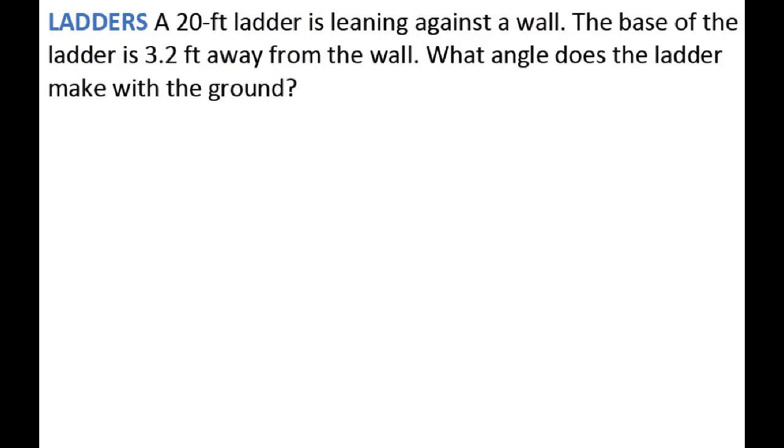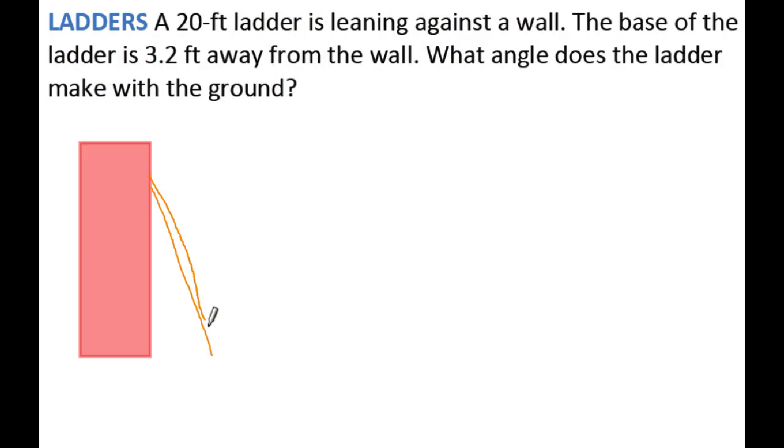Ladders. A 20-foot ladder is leaning against a wall. I'm going to put my building there again. I'm going to draw my ladder leaning against the wall. Not the best ladder, but that's okay. It is leaning 3.2 feet away from the wall, so this distance is 3.2 feet. We know the ladder is 20 feet. We want to find what angle the ladder makes with the ground, so we are trying to find this angle over here.